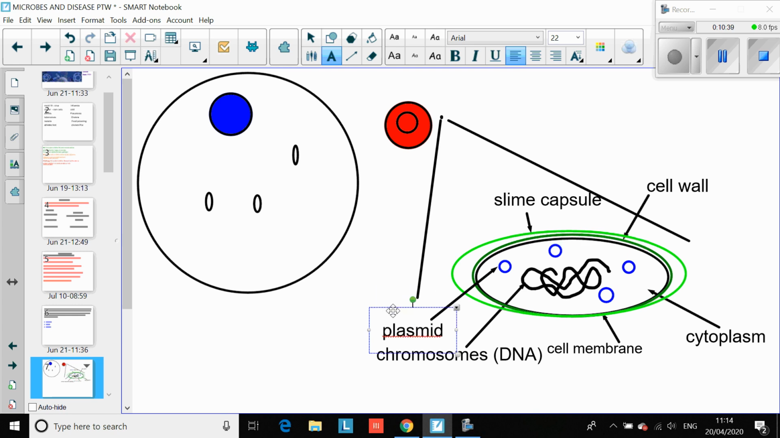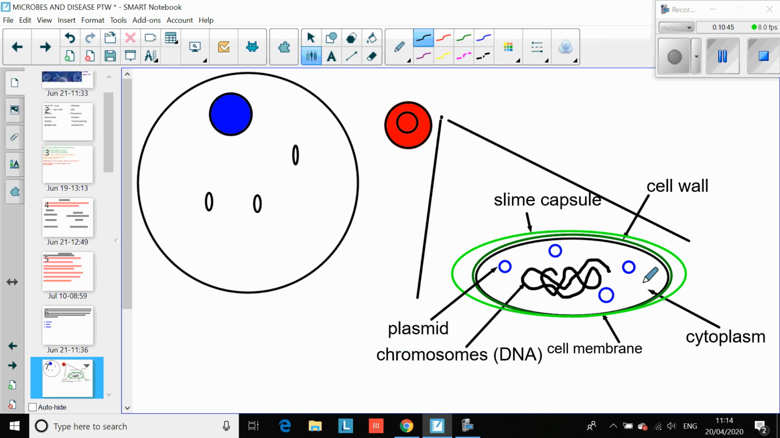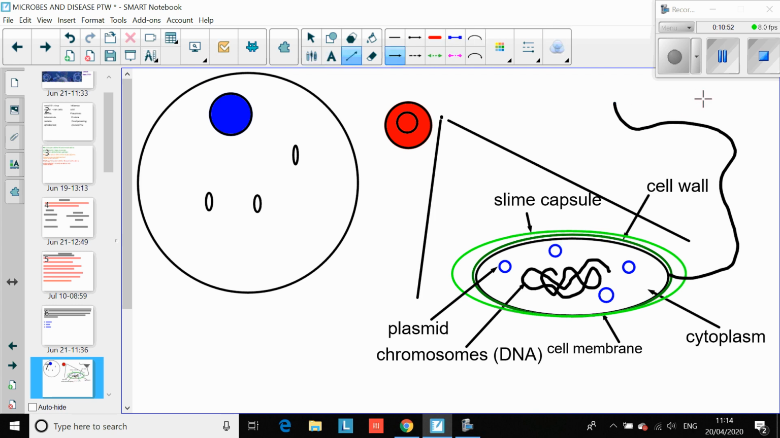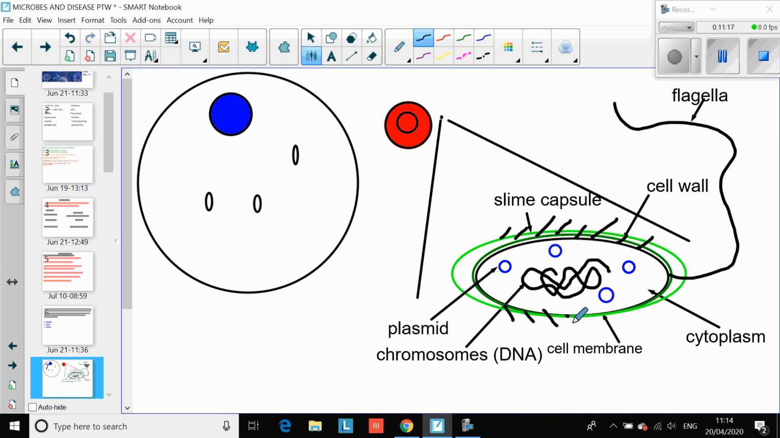Plasmid, there it is. And then sometimes bacteria need to be able to move, and they can do this in one of two ways. Sometimes they have a little tail, which they whip, a bit like a sperm does, and that's called a flagella. Again, great name. Or sometimes they have little hairs on their outer layer which they can waft their way along, with a wave-like movement, and those are called cilia. Now, some bacteria have both, some have none, and some have one. It just depends what type of bacteria it is.